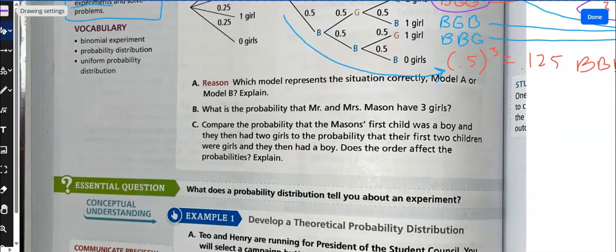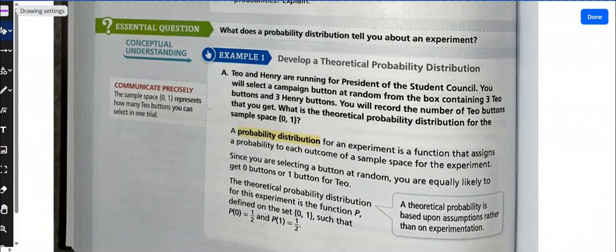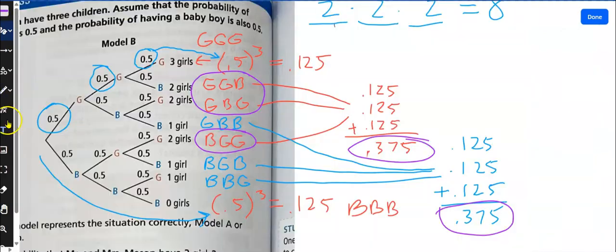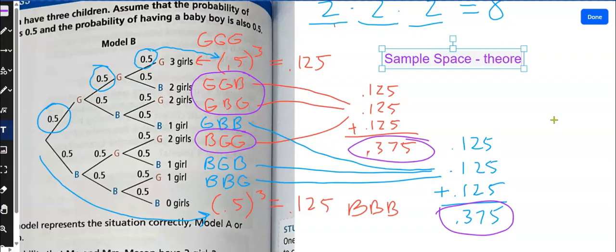Let's move on to example 1. One more thing to mention here about the situation we're dealing with. This is not an experiment. That would be really, like I said before, really weird to call it an experiment, okay? This is what we call a sample space, okay? Which means this is not an experiment. This is what we call theoretical probability.